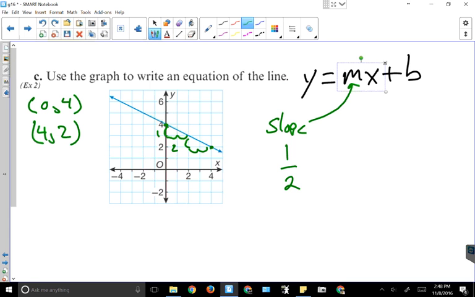Next question. Positive or negative? Are you sure? Stake your life on it? Good, because it's going downhill as we go from left to right, correct? So the slope has to be negative. So, let's try this.